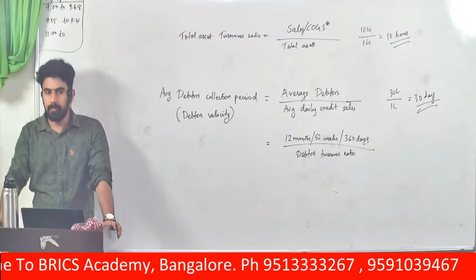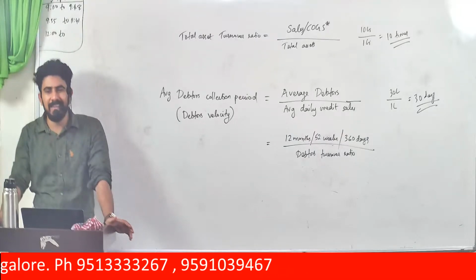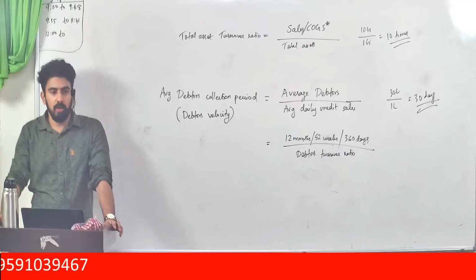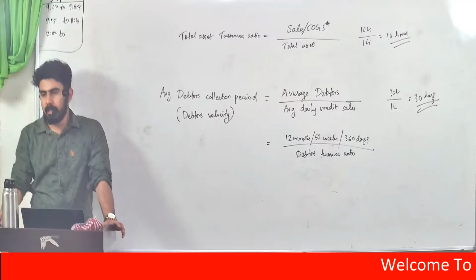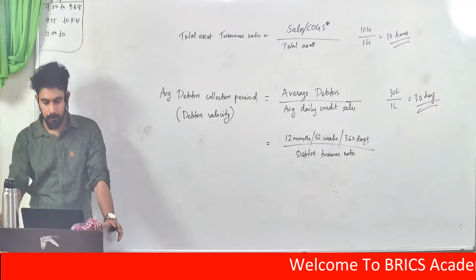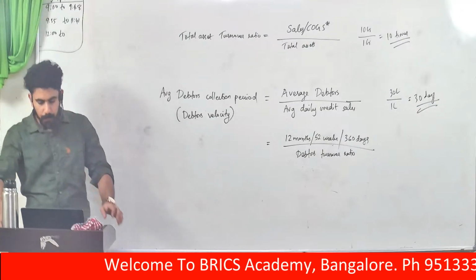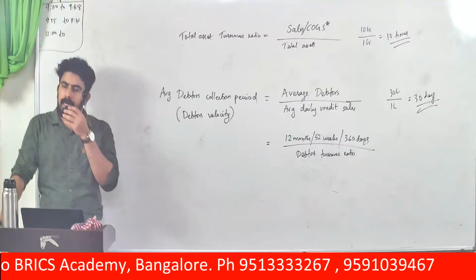What is GP ratio? Gross profit. How will you find out? What is the formula? Gross profit divided by sales into 100. You've been doing this for a long time. You know this thing, right?